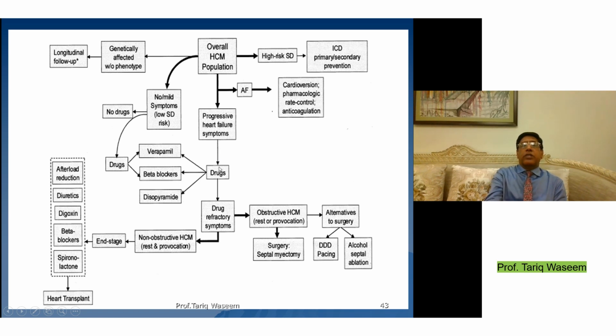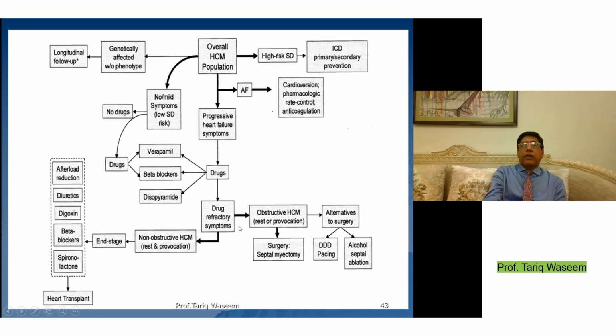But those who, despite these drugs, remain symptomatic, you have to think of other options. In non-obstructive hypertrophic cardiomyopathy, you may advise rest and avoiding provocants, and you can use afterload reduction, diuretics, digoxin, beta blockers, and spironolactone. And these are the individuals who, if refractory to medication, would finally, after medication failure, go for a heart transplant.